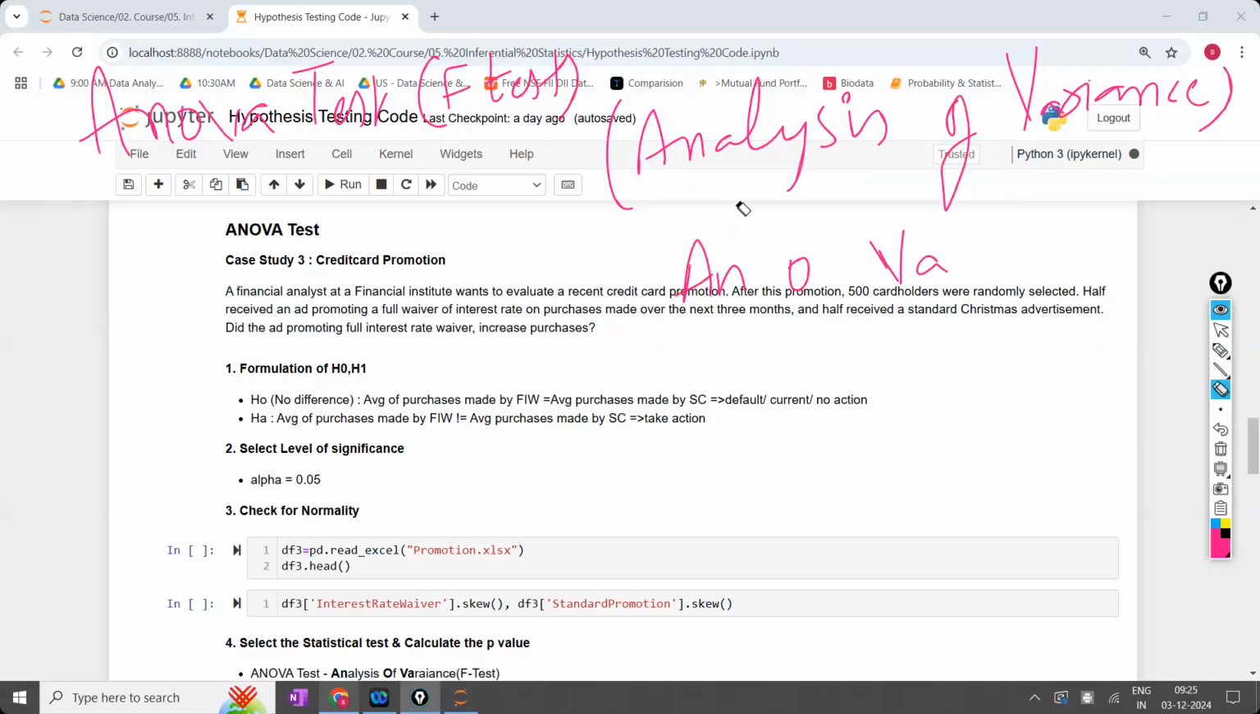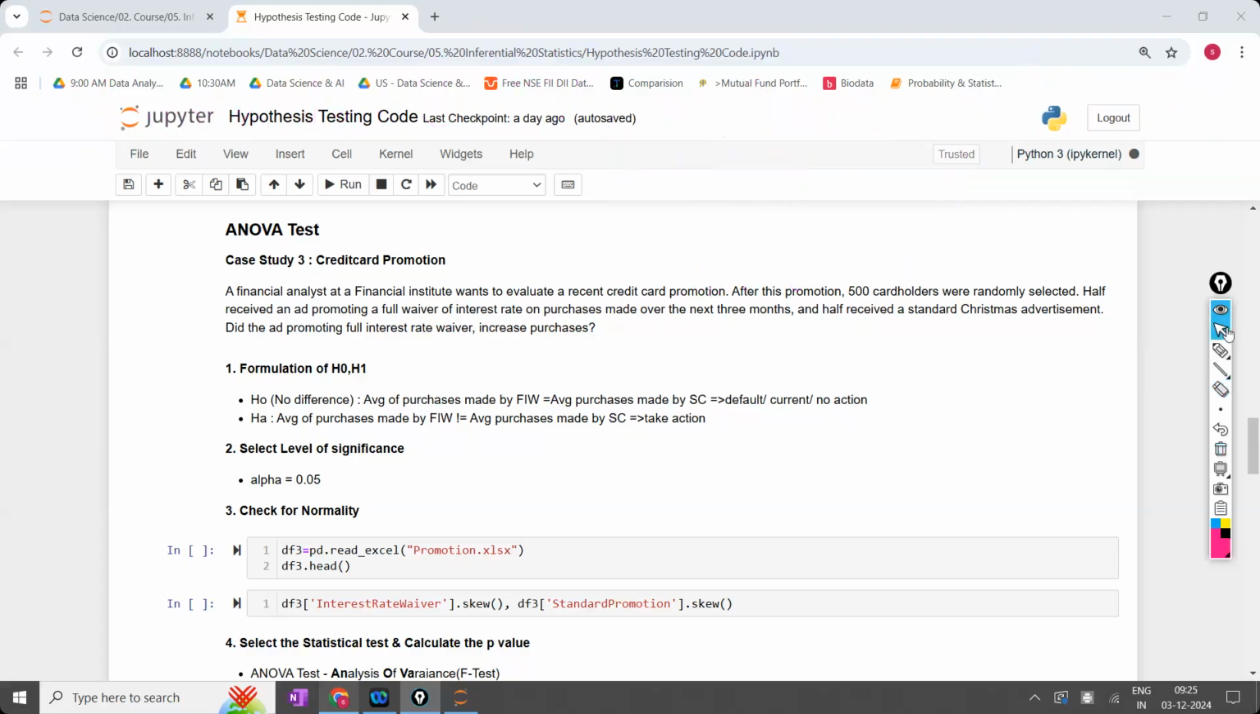In the ANOVA test, we are analyzing whether their variances are the same or not. Not exactly the values, as the values might not be the same. We are looking at whether their overall distribution is the same, and whether the variance is the same. That is the one we are checking here. That is called the ANOVA test.